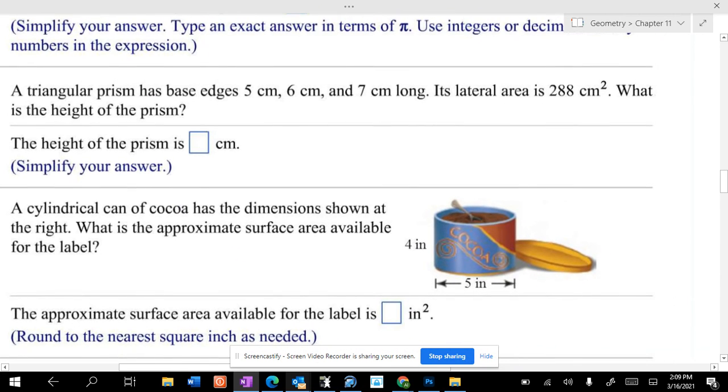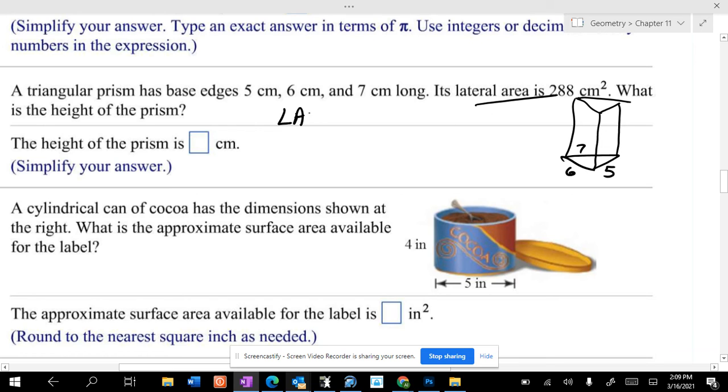A triangular base prism. We just had one of these not long ago, and it was laying on its side. I'll draw one standing up. Okay, it has edges of 5, 6, and 7. It has a lateral area of 288.